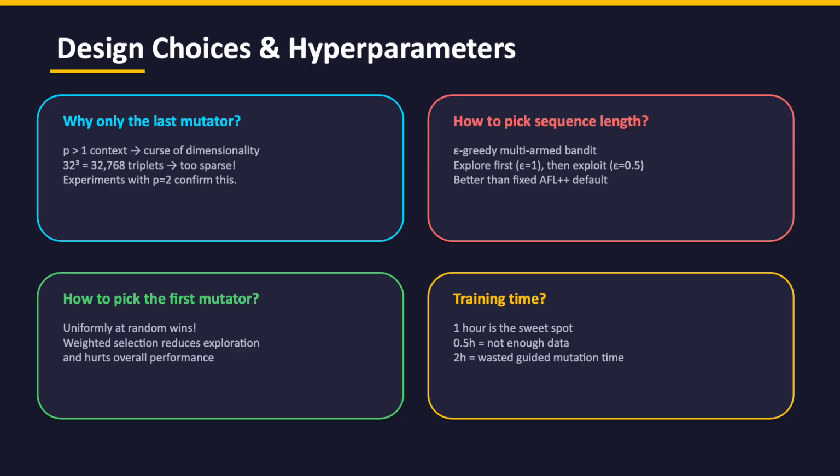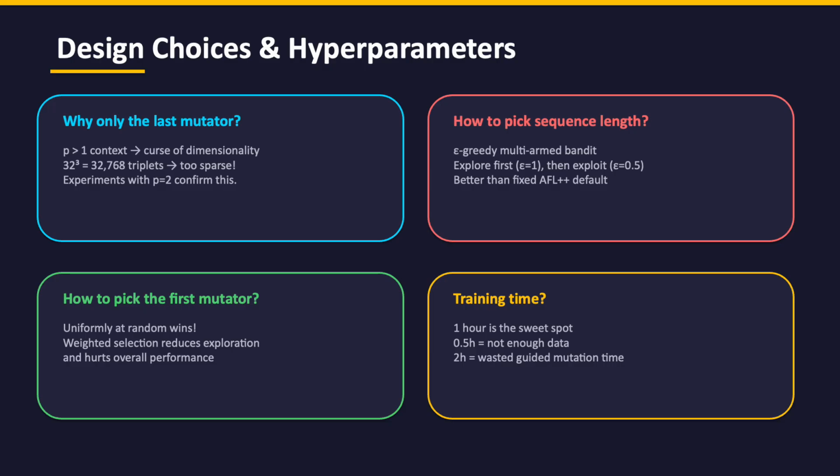So the authors made several design choices that are worth understanding. First, why only condition on the last mutator? Why not the last 2 or the last 5? The answer is the curse of dimensionality. With 32 mutators, pairs give you 1024 entries in your matrix. Triplets give you 32,768. Most of those triplets will never produce an interesting input during the 1 hour training phase, so you can't learn meaningful probabilities. The authors did try it. The p=2 variation performs worse in every single program.